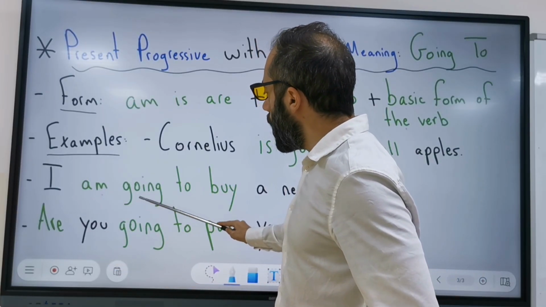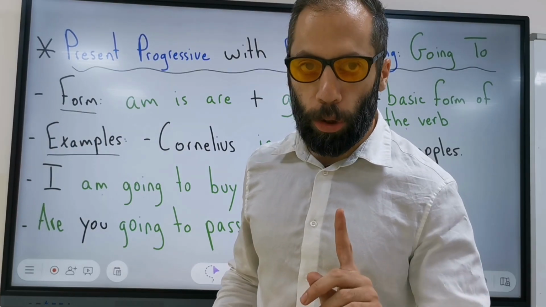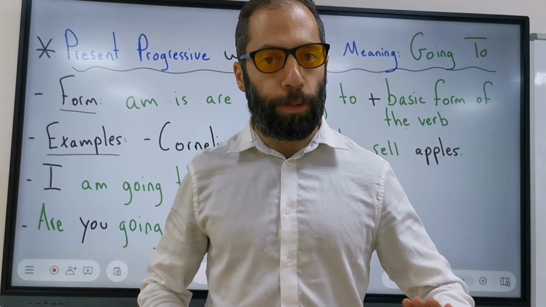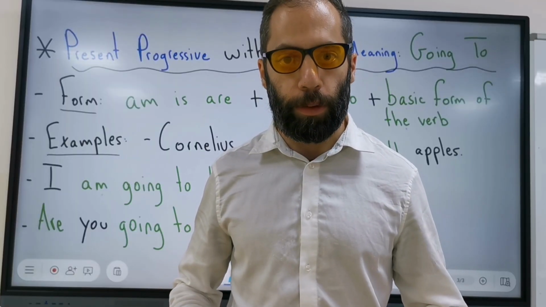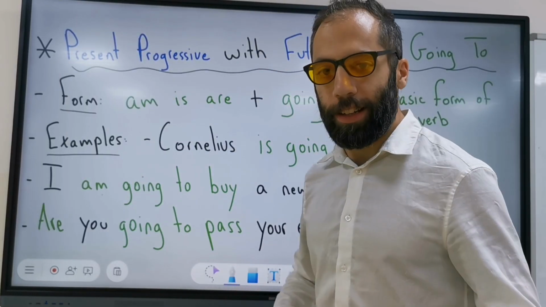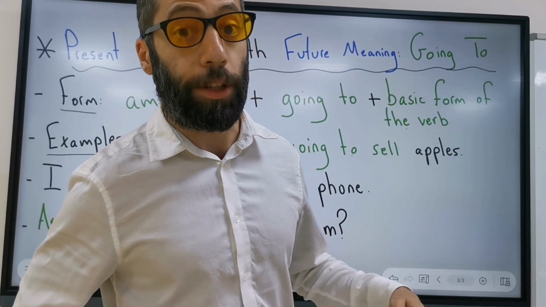I am going to, now I will not say I am going to buying, no. I am going to buy, the simple form of the verb, the base form of the verb. I am going to buy apples. A new phone. Apples are on my mind all the time. I am going to buy a new phone.